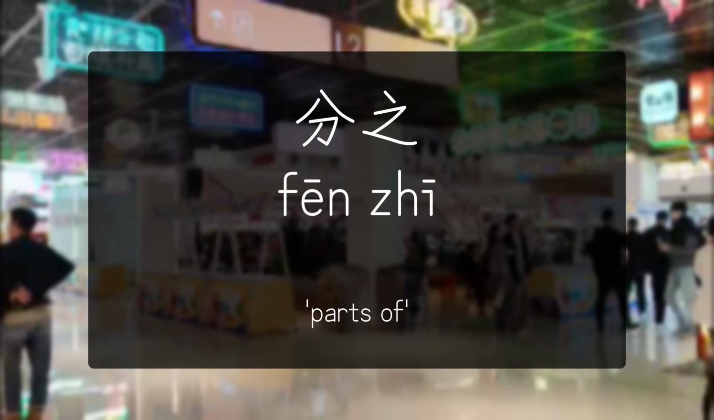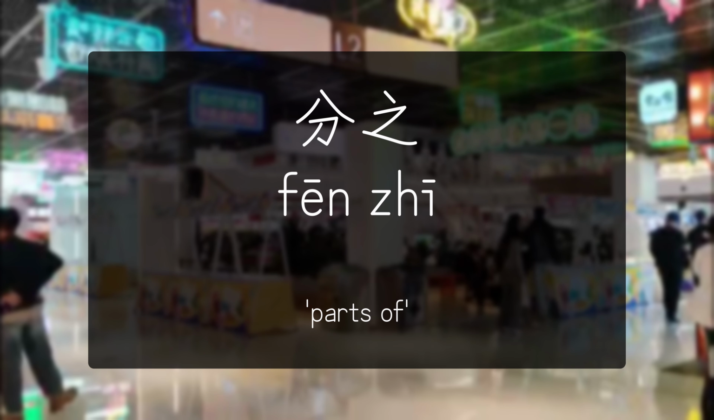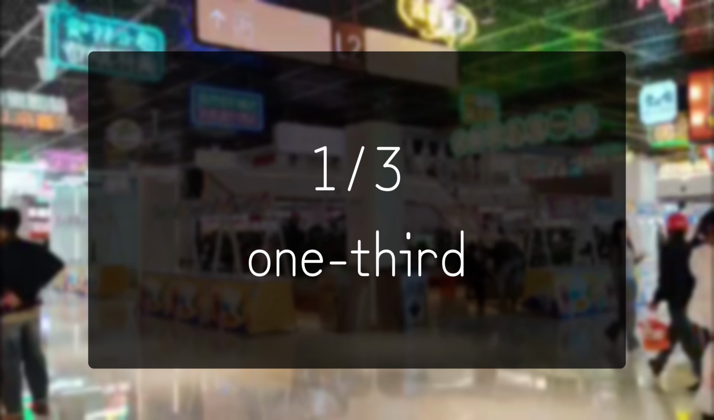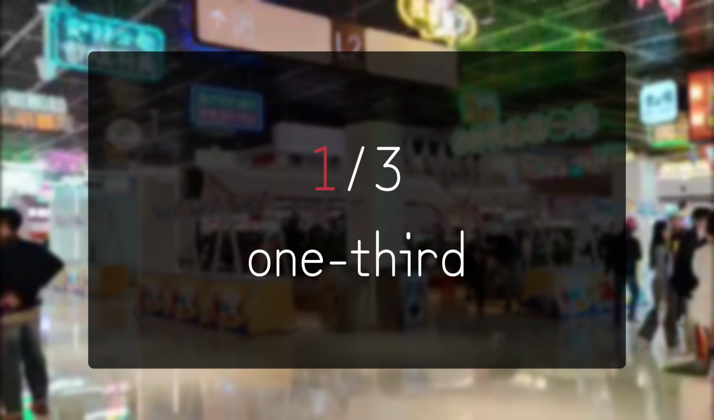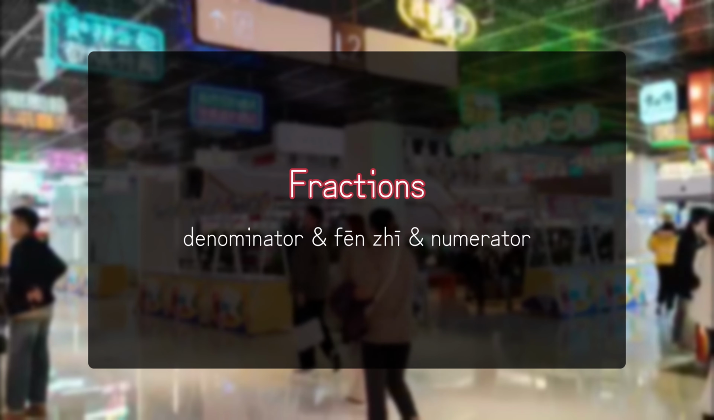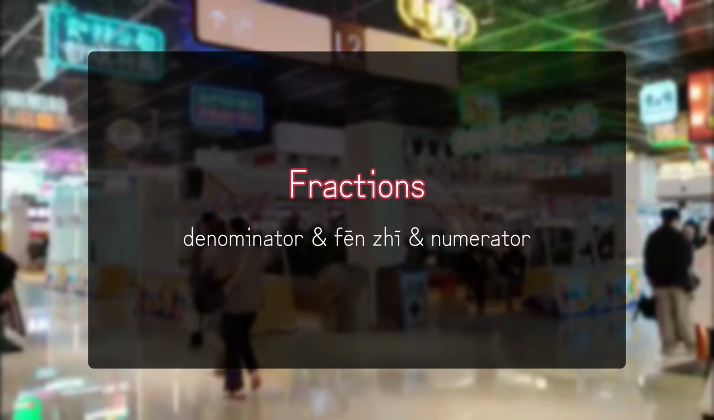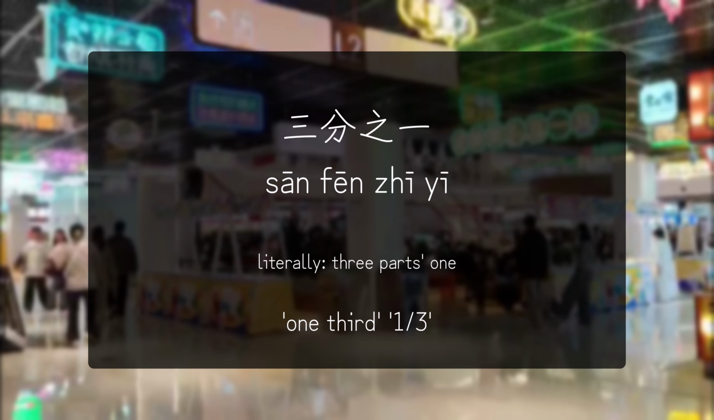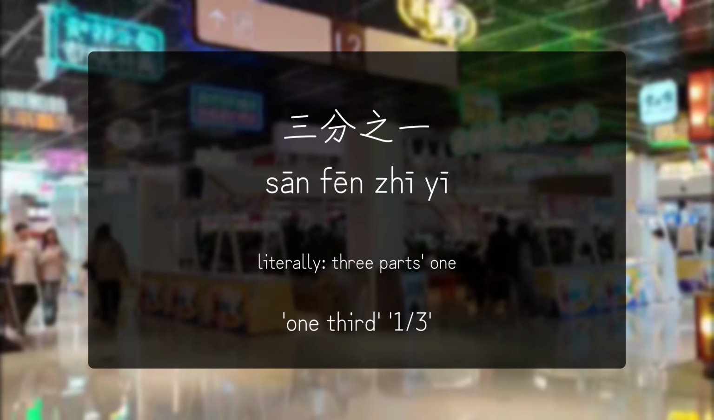Chinese also has a very simple way to talk about fractions, decimals, and percentages. For fractions, Chinese uses 分之 meaning parts of, and the order is reversed compared to English. In English, we say 1/3, where numerator comes first, then denominator. In Chinese, however, denominator comes first, then numerator. So 1/3 is 三分之一, literally meaning 3 parts 1.